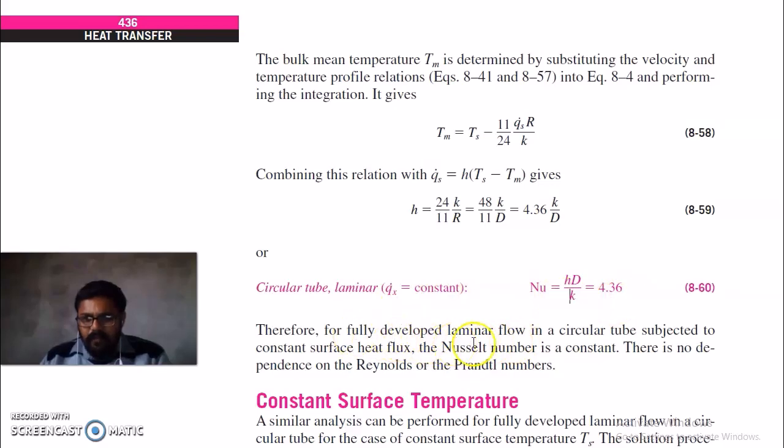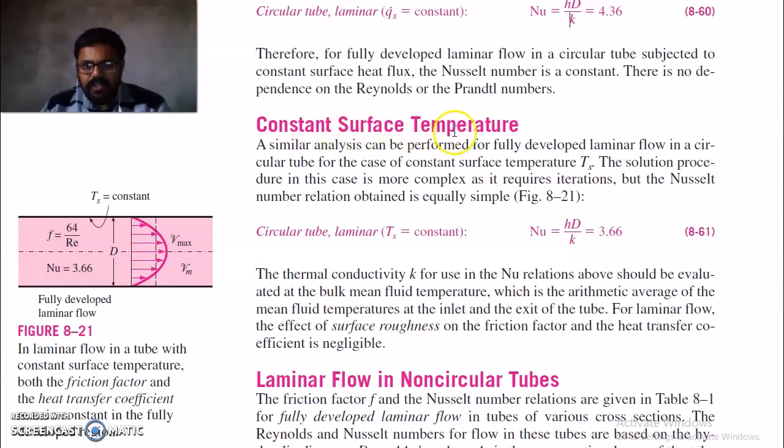Therefore, for fully developed laminar flow in a circular tube subjected to constant surface heat flux, the Nusselt number is a constant. So it does not depend on Reynolds number, nor does it depend on Prandtl number. It's a constant value. Now, constant surface temperature.